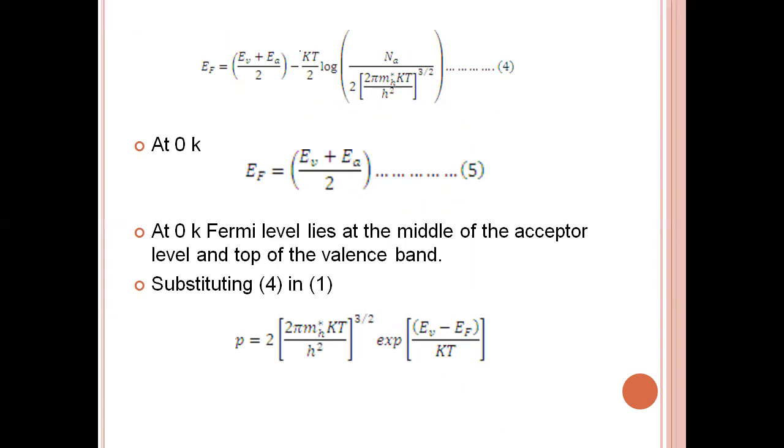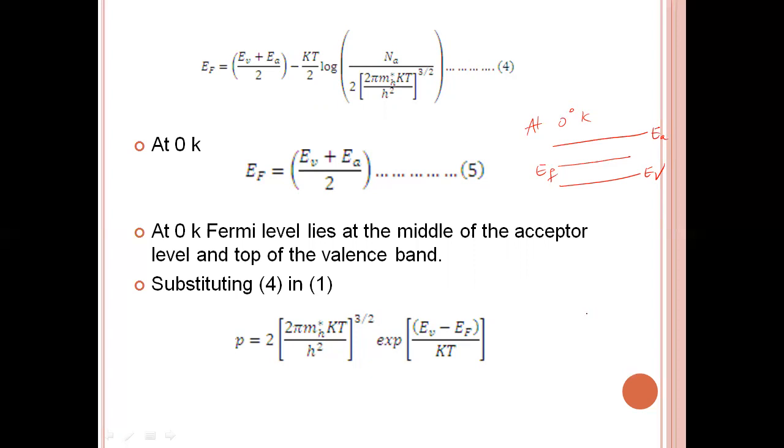This is in case the temperature is 0 degree Kelvin, the second term will become 0, then EF is equal to EV plus EA by 2, which means that at 0 degree Kelvin, you'll have a Fermi level which is just in between the valency level and the acceptor level.